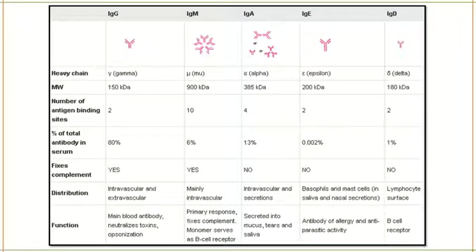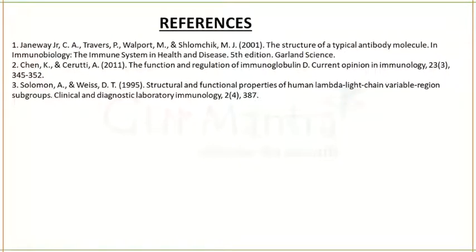This is another diagram, same like that only. You can see here IgG, okay. IgM is a pentamer, IgA a dimer, then IgE and IgD. The number of antigen binding sites, percentage, complement fixation, everything we saw in the previous slide itself. I just wanted to give you this slide. So these are the references from where I took the pictures.